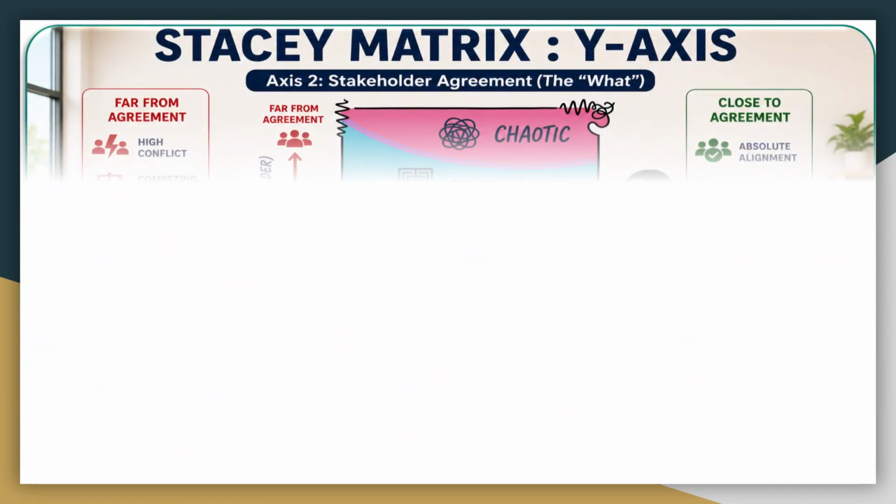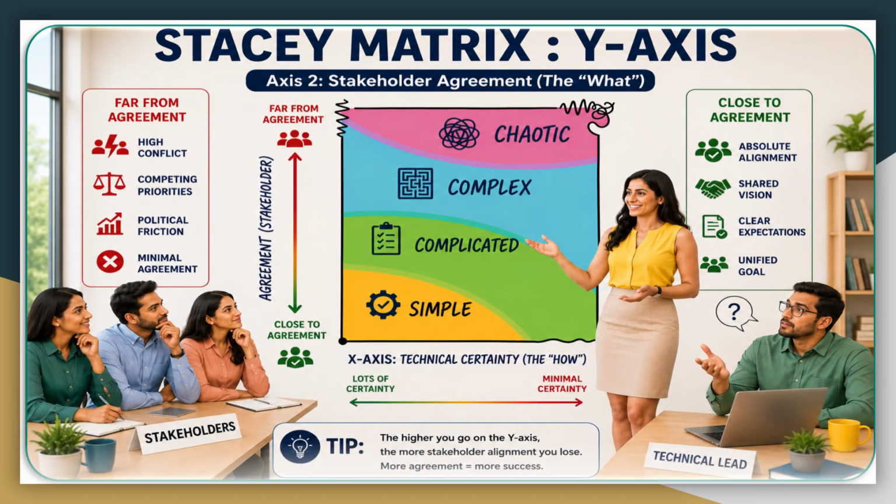On the y-axis, or the vertical axis, is the stakeholder agreement. It represents the human and political dimension of your project. It answers one very simple and important question: does everyone agree on what we are actually building and why? On the lower section is close to agreement. This means absolute agreement. Every stakeholder, executive, and team member shares the exact same vision. If the goal is simply to reduce package processing time by 10% using our existing software, everyone signs off instantly. The expectations are clear, cohesive, and unified.